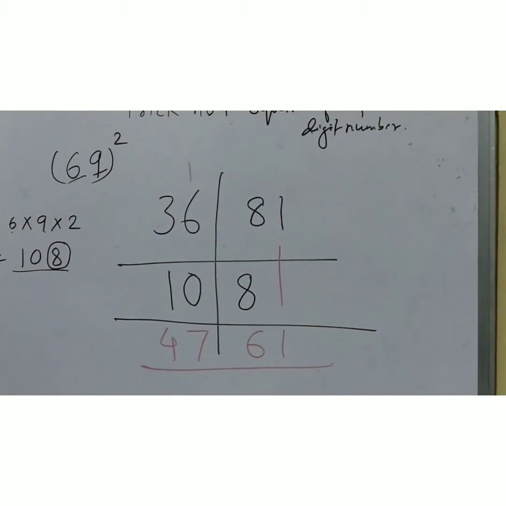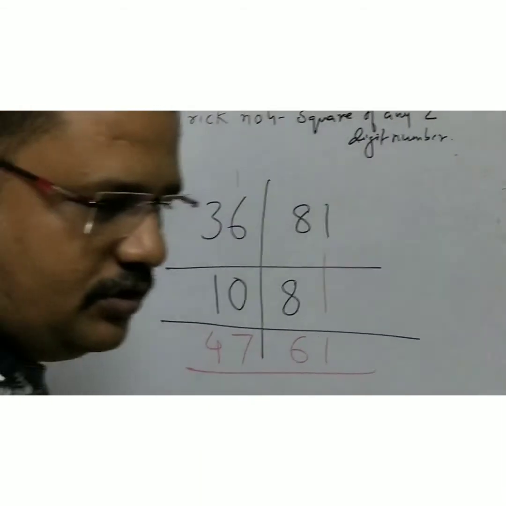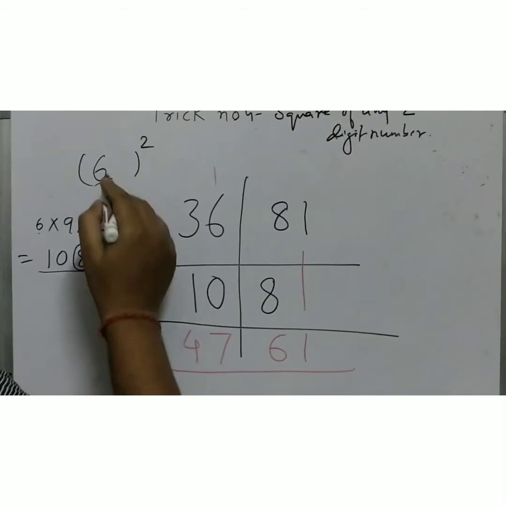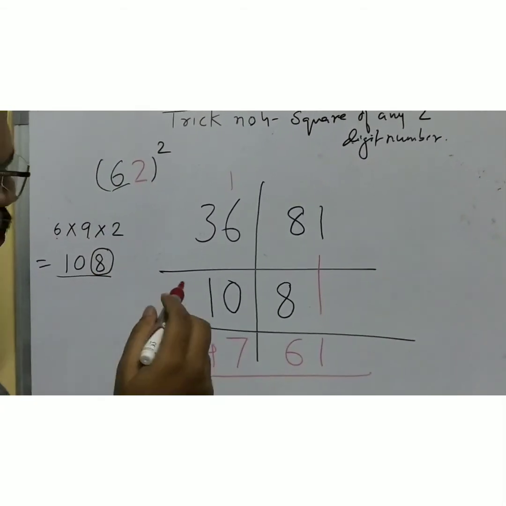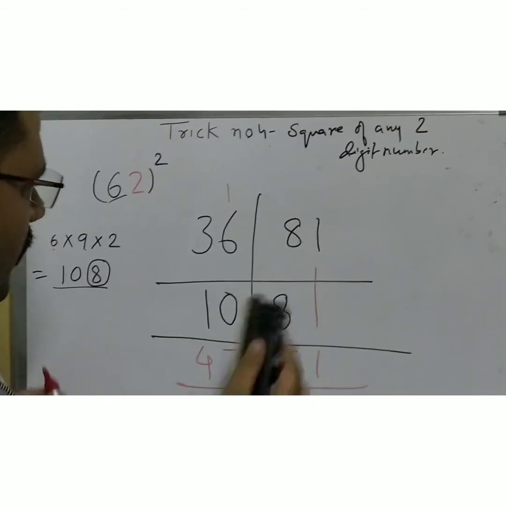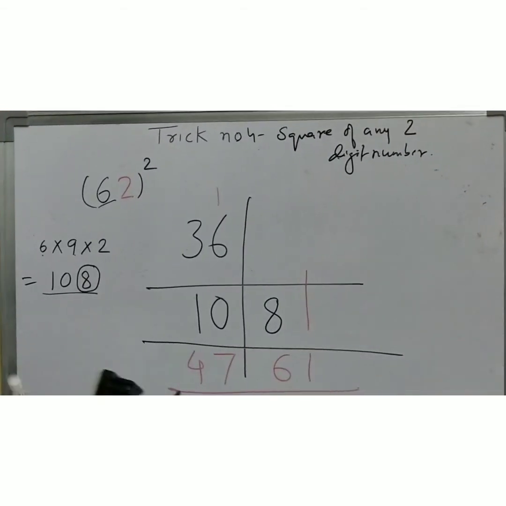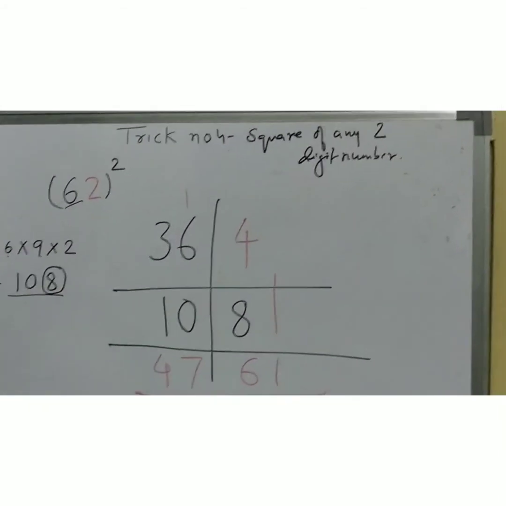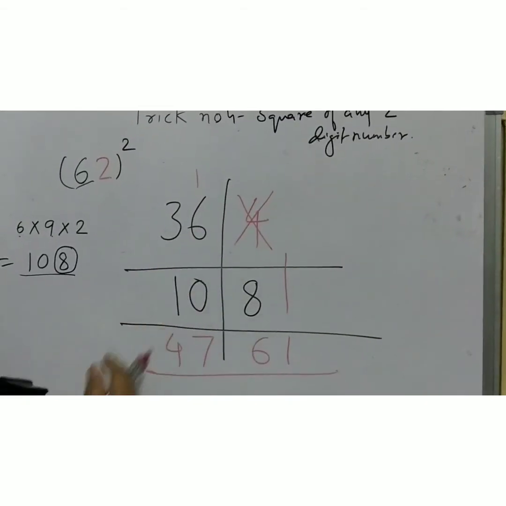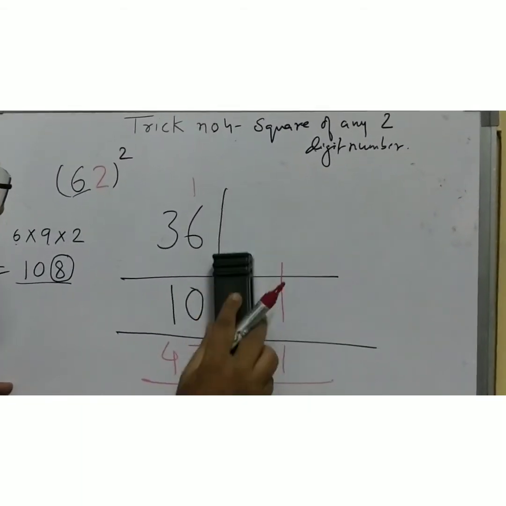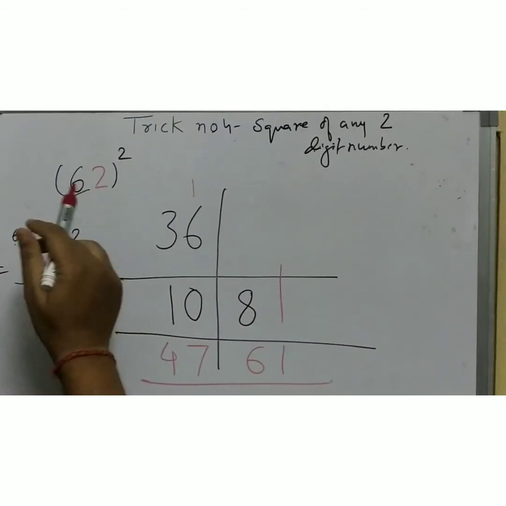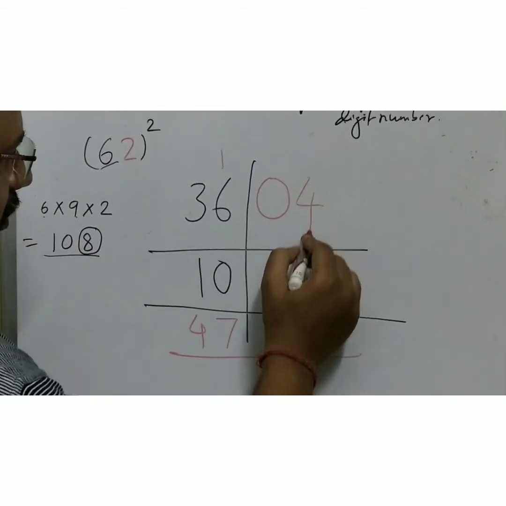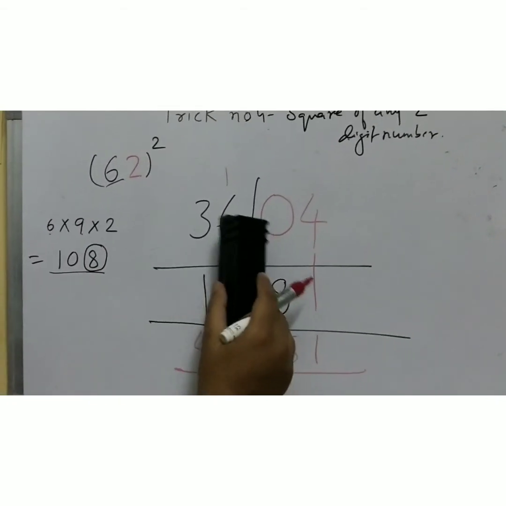Now let me conclude by giving you a hint. Suppose you have a number ending with 2, then what? When you write the square of 2, always remember, never write the square of 2 as 4. This would be wrong, you will get the wrong answer. Always remember, if the square of the last digit is a single digit number, you have to write a 0 in front of it.